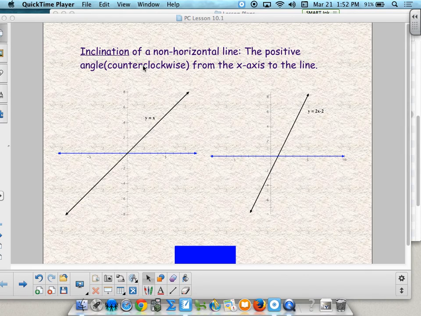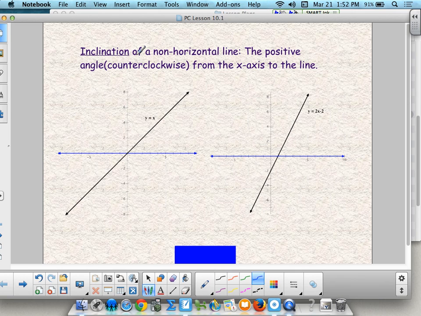Okay, this is chapter 10.1. This will be about the inclination of a line, the angle it makes with the x-axis. So once again, it's about the inclination of a non-horizontal line: the positive angle counterclockwise from the x-axis to the line.